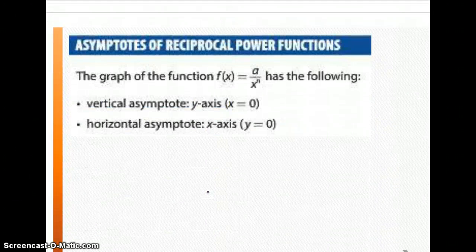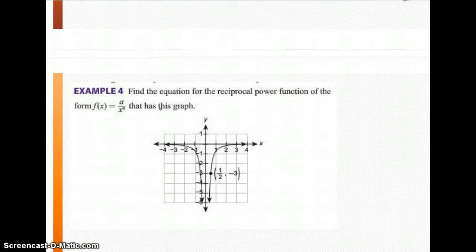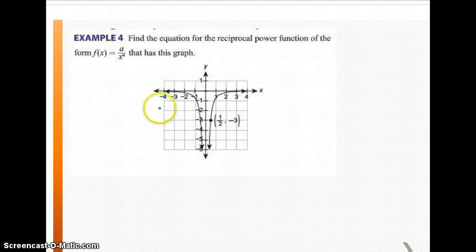And the last thing that we need to do, so if the graph of the function has a vertical asymptote at the y-axis, they will have the horizontal asymptote at the x-axis. I've got one more problem that I will need to do, and that's this problem, and it will be on a separate recording.